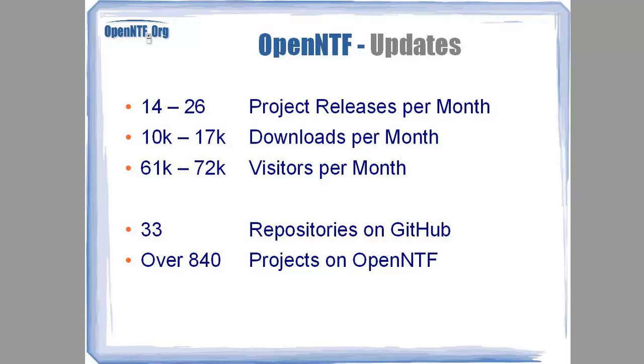All right. Welcome, everybody. Before we get to the meat of the call, we want to talk a little bit about the history and the underlying problem that we're trying to address here. So for OpenNTF, a few stats on its updates. We have between 14 and 26 new project releases per month. That's a lot of code to consume. And we're currently seeing between 10,000 and 17,000 downloads of those projects per month.